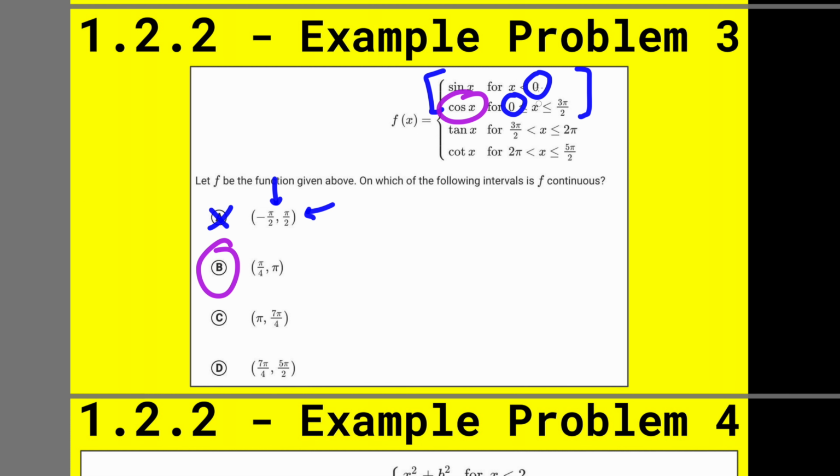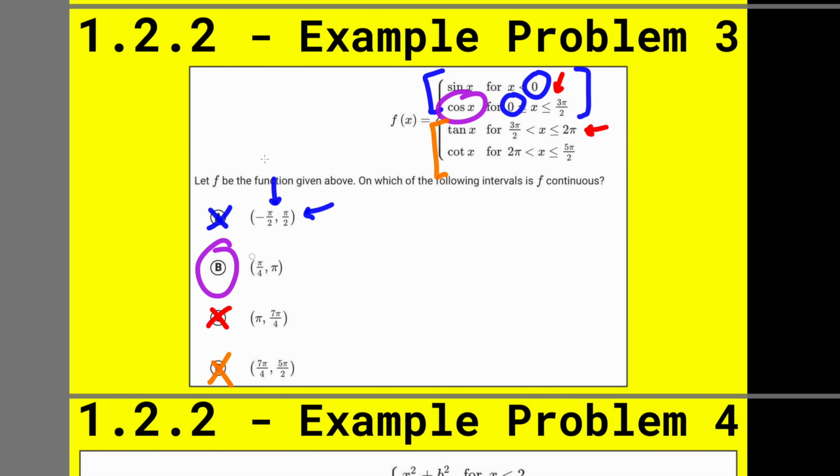Pi to 7 pi over 4, that would be this piece into this piece here. Since it's two different pieces, that means there's a jump. It's not going to be equal in that one on both sides. And then 7 pi over 4, same thing with this one. There's two pieces, so it's not going to be that one. So B is the answer for this one.